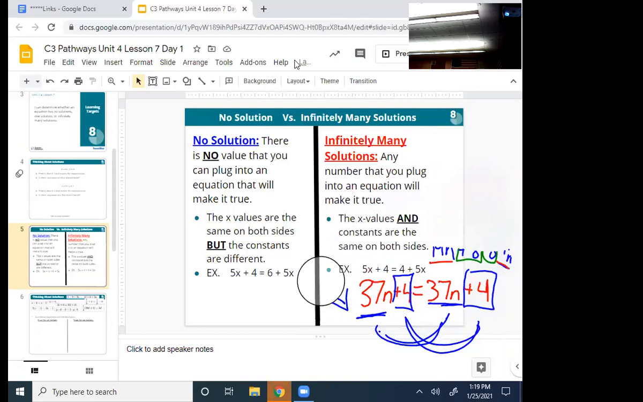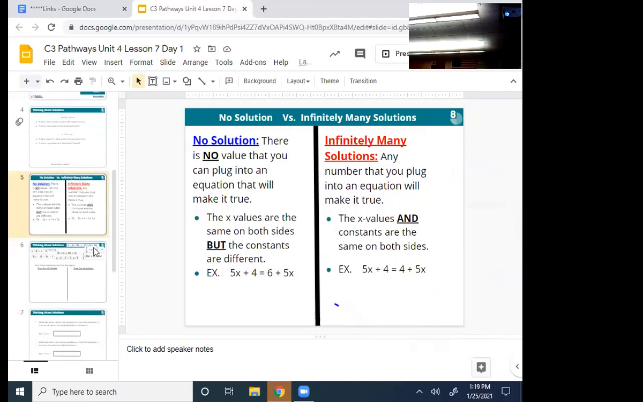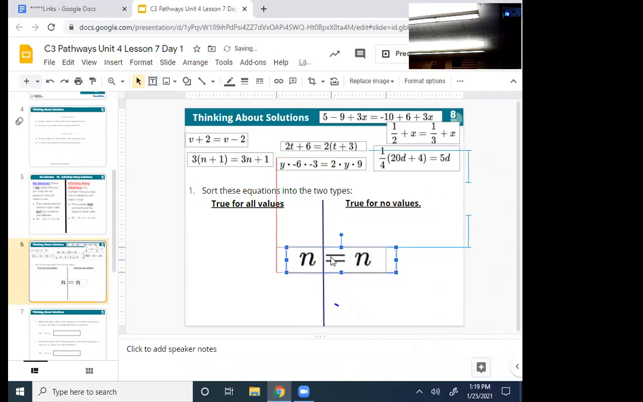Here we go. So let's take a look at some equations now, and we're going to make some decisions about the number of solutions that they might have. Let's take a look at the next slide here. We're going to take these one step at a time. On slide number 6, I have some equations. I want us to pull this one that says n equals n down, and we're going to look at this one first.